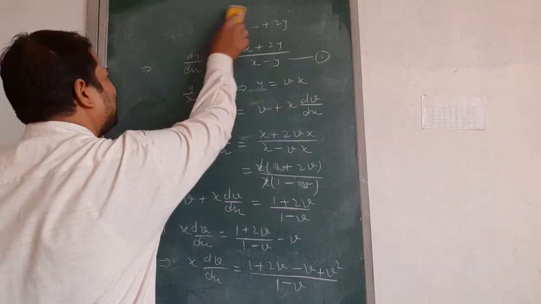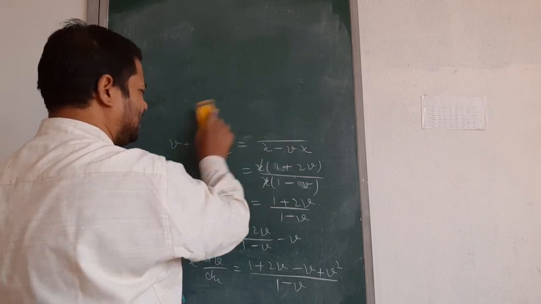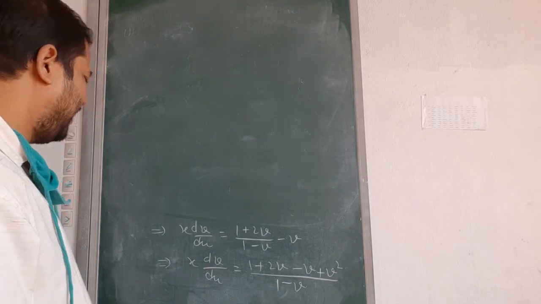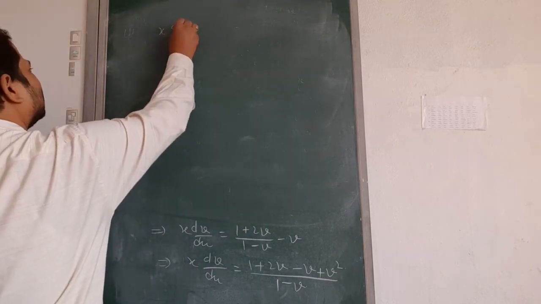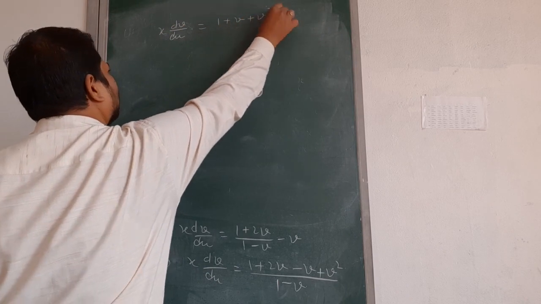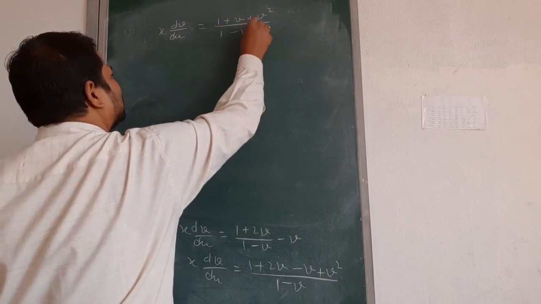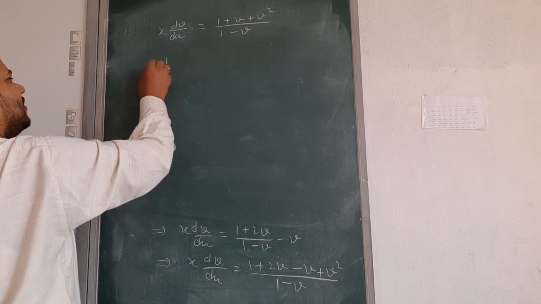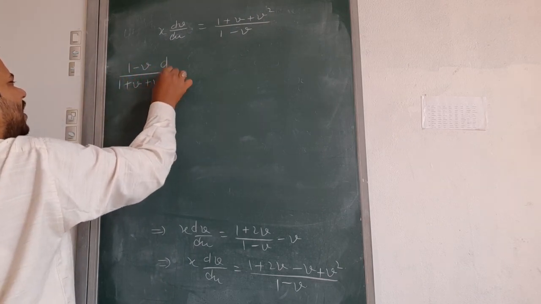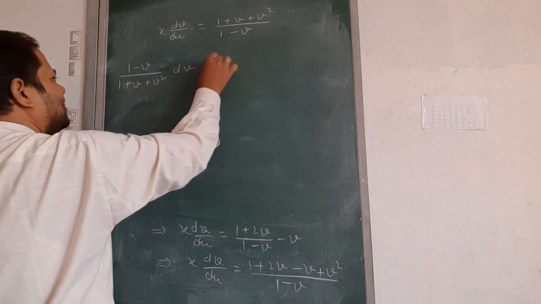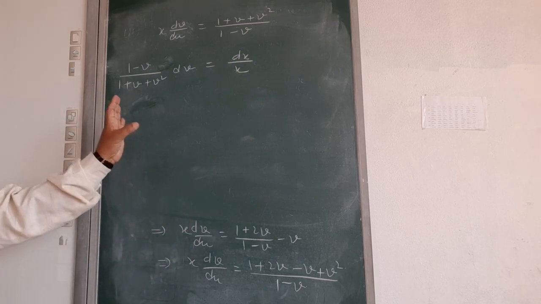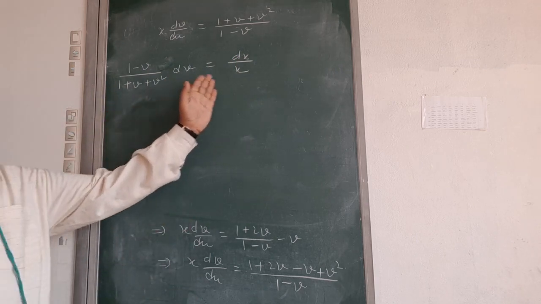Now see, if we see this one, x dv by dx is nothing but 1 plus v square divided by 1 minus v. So this is nothing but 1 minus v upon 1 plus v square dv is equal to dx upon x. So as in the theory, the same thing will come: function of v, function of x.